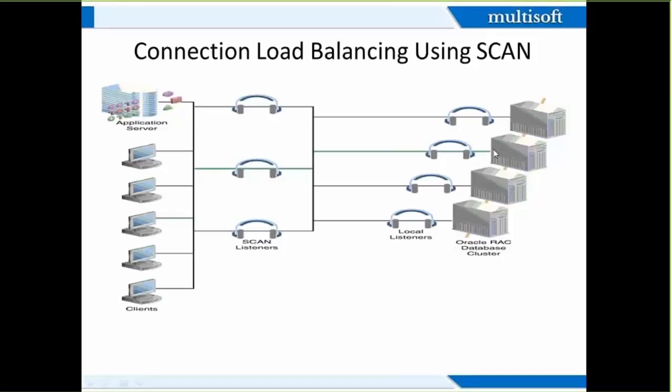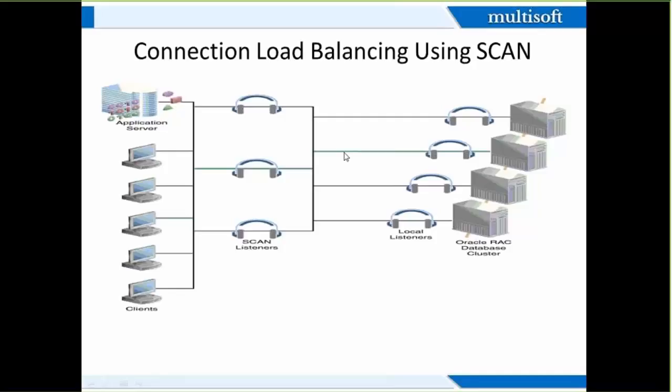Now, what happens? This scan listener knows which node has the least load in this particular cluster environment. So as this particular scan listener receives the request of that particular client, and because the scan listener knows which node has the least load, by using the local listener, that request is transferred to that particular node which has the least load. This is called server side load balancing.